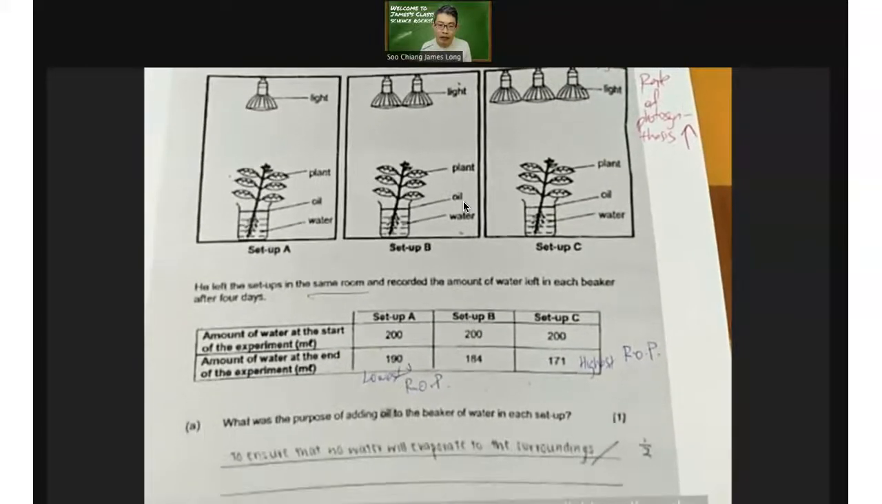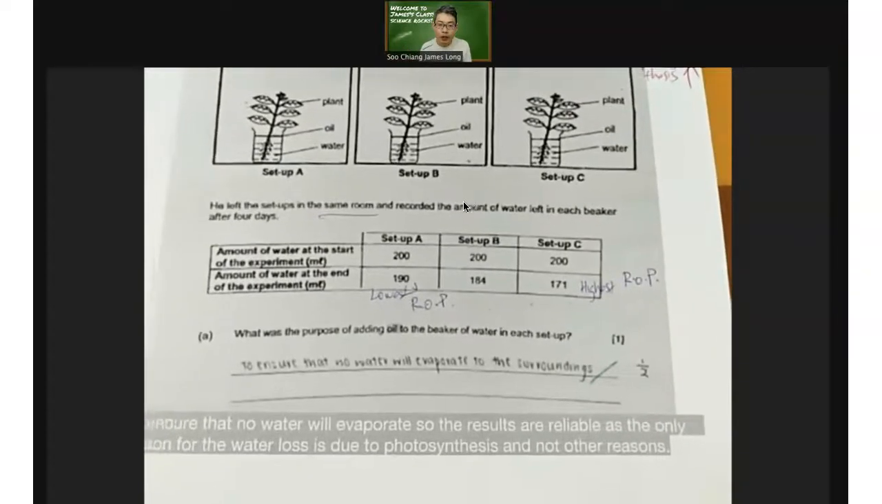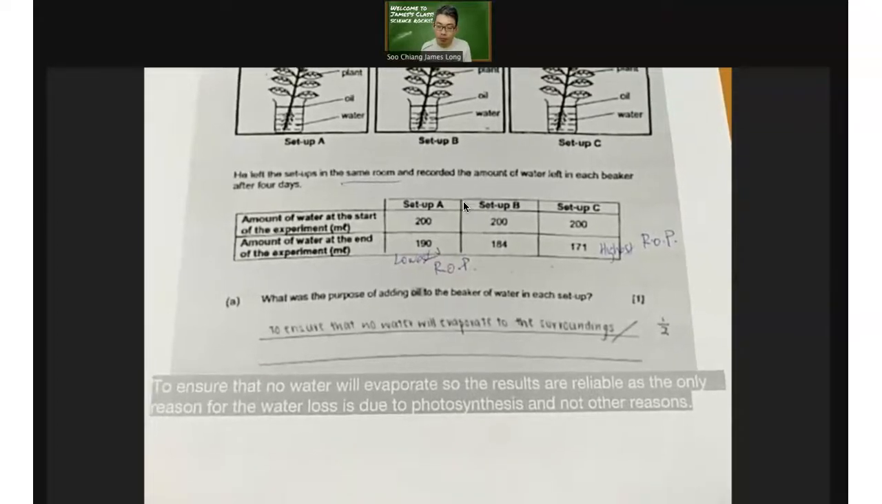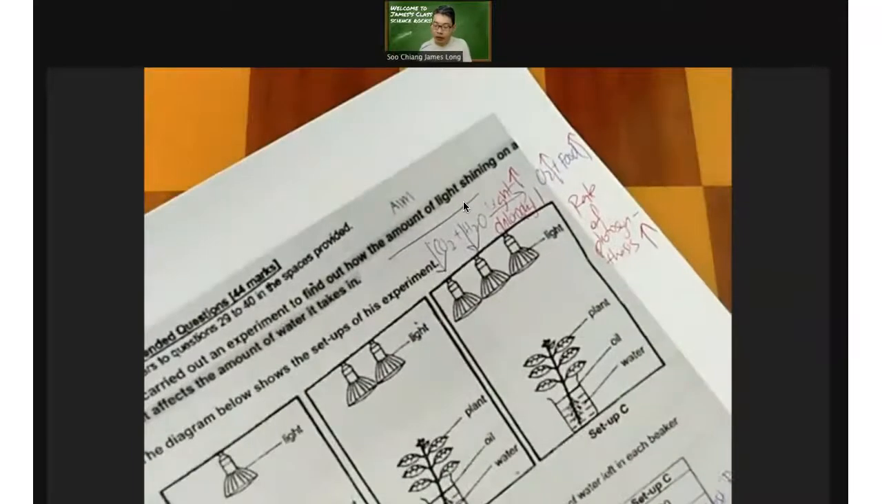So that's the first part. But if you just write this, you don't link back to the concept. Why must you not have water evaporate? Here, you don't want water to evaporate, so the results are reliable because then you know the water loss is only due to photosynthesis. The water loss is not due to other reasons such as evaporation. So that's how you get a full mark. Alright, next one.